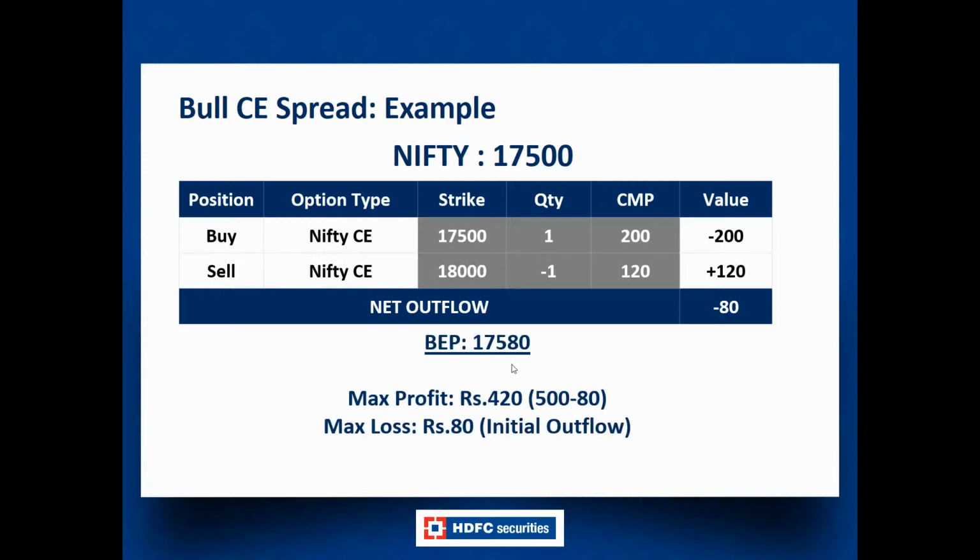So here my break even for this strategy is 17,580, because 17,500 is the call option I have bought and 80 rupees is my cost. So net, I have to add the cost to my buying strike price. Above 17,580 I will start making profit. My maximum profit for this strategy is 420 rupees per share. That is, if Nifty expires on or above the 18,000 level, I will make 420 rupees per share as profit. But if Nifty expires below the 17,500 level, I will lose not more than 80 rupees per share. That is my maximum loss.